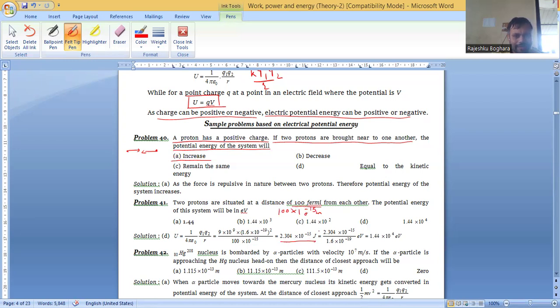Now convert to electron volt. So divide by 1.6 into 10 raised to -19 electron volt. So 1.44 into 10 raised to 4 electron volt.